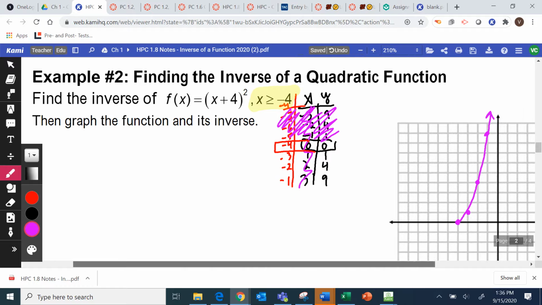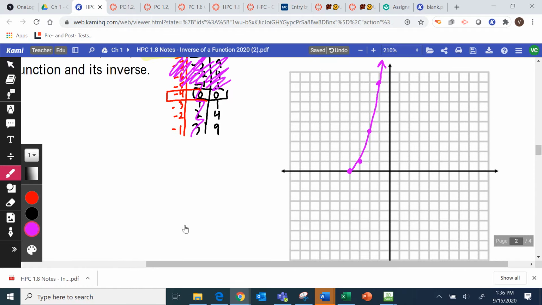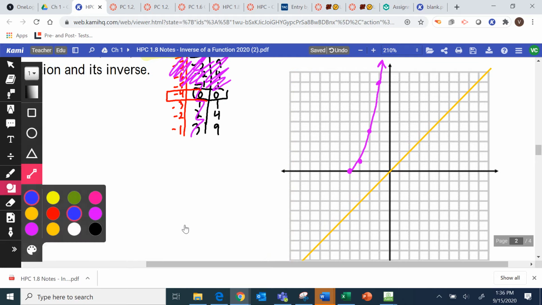So if you can graph that, you should be able to graph the inverse now. So I'm going to draw that y equals x line so we can just make sure it looks right. You should be able to graph the inverse now. So how do I graph the inverse? I don't even know what the equation is.